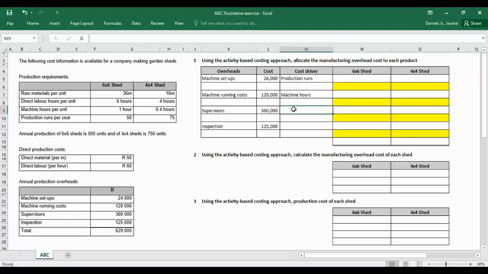For supervisors, okay, so the only thing we have here where there can be a link, because remember, supervisors, that would be the people that oversee production. So the only link here would be the direct labor hours.